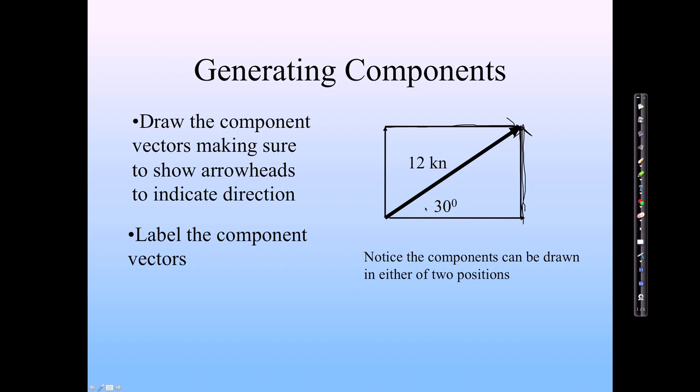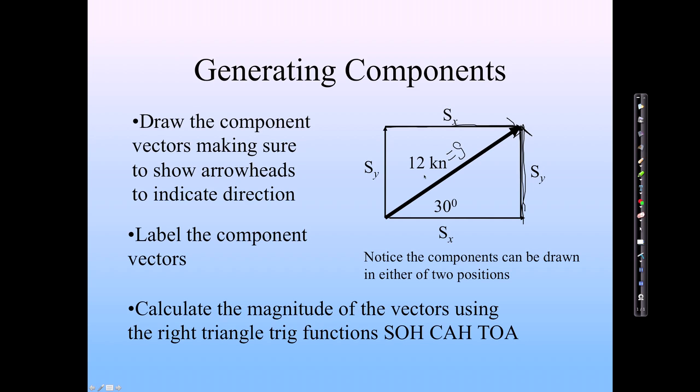And let's label our component vectors. If this is the vector s, then the vertical component will be called sy. This vertical component is also sy, because they're the same vector. The horizontal components will be s sub x, because these are the x components of the vector s. And we can use trigonometry to calculate the magnitudes of these vectors and the vector components. Let's take a look at how to do that.